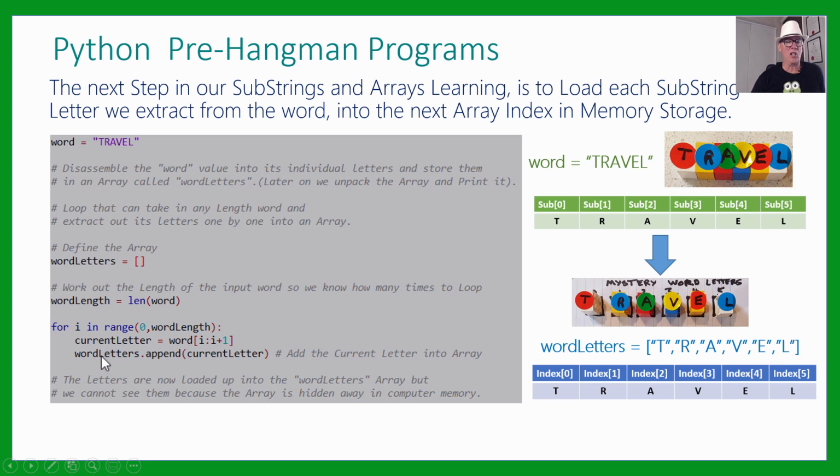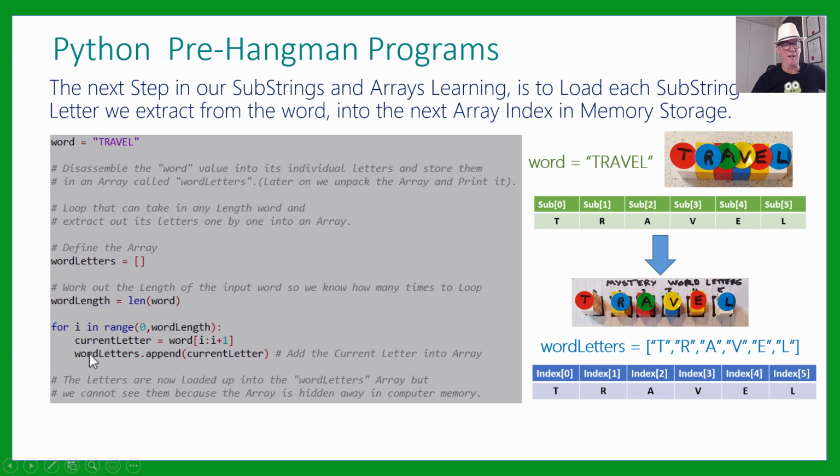Now, as we pull out each letter, this word letters array, we append that letter onto it, or we add it into it. So first time through it'll append T, the next time it's going to append on the R, and it's going to go through this 6 times and pull out all the letters and place them in their memory boxes in the array.